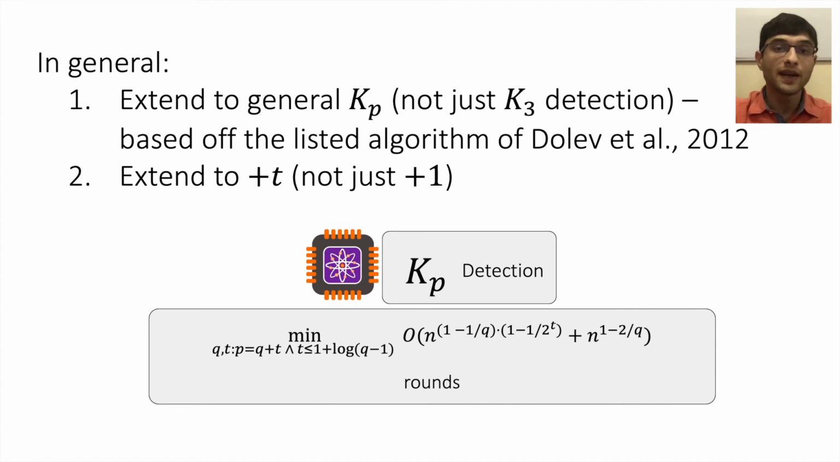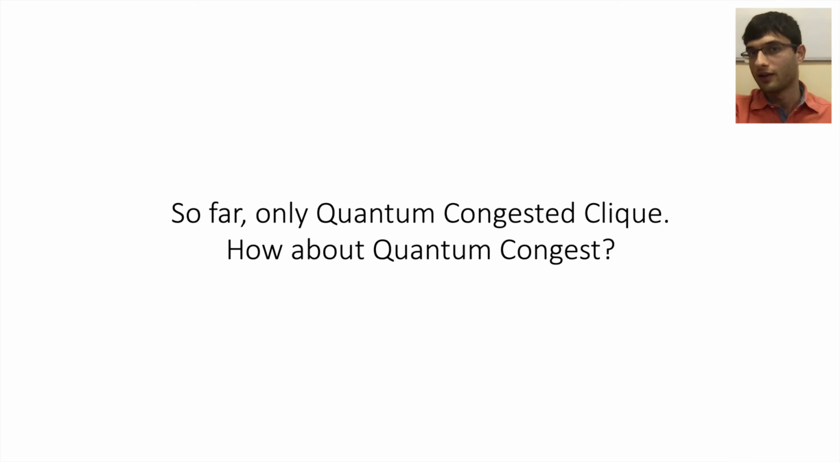And what we end up getting is the following formula for KP detection, where if we want to detect cliques of a certain size, we should minimize on what size clique Q we want to list, and then extend that by t more to get to p.